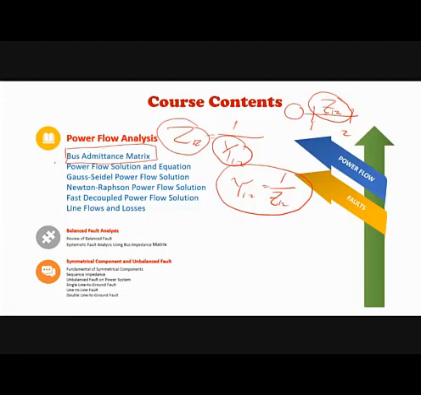First we will see how to develop the bus admittance matrix, and then we will learn how to solve the power flow solution using the equations. We have 3 methods to solve the power flow analysis: Gauss-Seidel method, Newton-Raphson method, and fast decoupled method. These 3 methods can be used to solve the power flow. We will see them later. This is chapter 2.